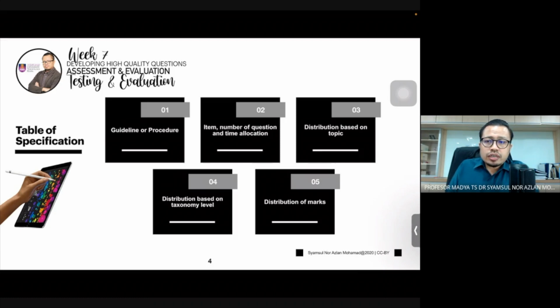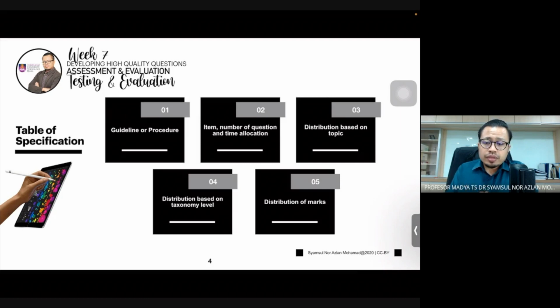So one of them is we look at the guideline or the procedures. Maybe some of the schools or higher learning providers provide a guideline or procedures to set the test specification according to the requirement of the course, subject or the program. And the reason why we need the table of specification is that we want to make sure we are very clear about the items, what kind of items we want to ask the students, the number of questions, and the time allocation, which is very important. So that's the reason why we need to know this before we can construct the questions.